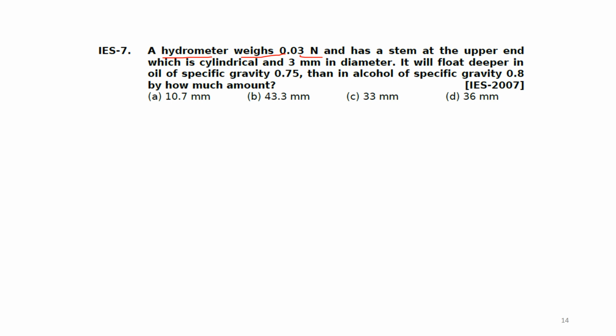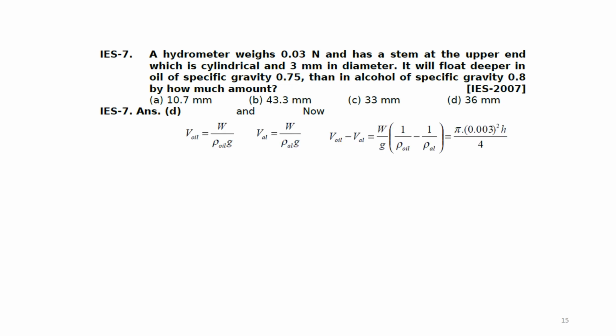A hydrometer weighing 0.03 Newton has a cylindrical stem at the upper end, 3 mm in diameter. It will float deeper in oil of one specific gravity than in alcohol of another specific gravity. How much deeper? We know the volume is weight divided by density times g. This is for oil, this is for alcohol. Just subtract these two, and you will get this.